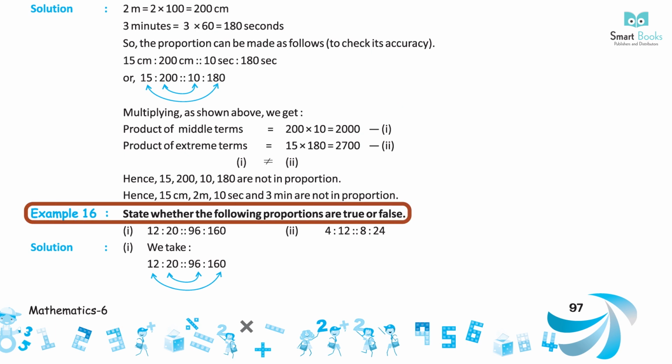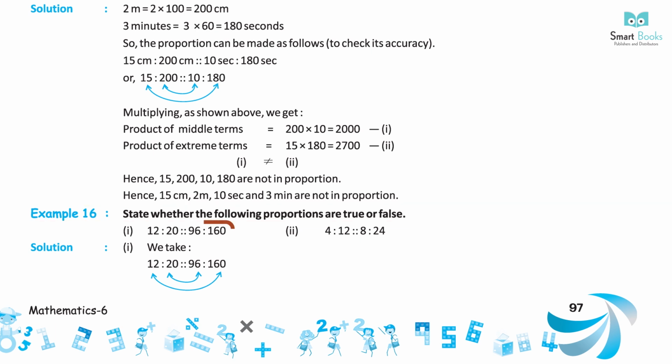Example 16. State whether the following proportions are true or false. First, 12:20::96:160. Second, 4:12::8:24. Solution. We take 12:20::96:160.